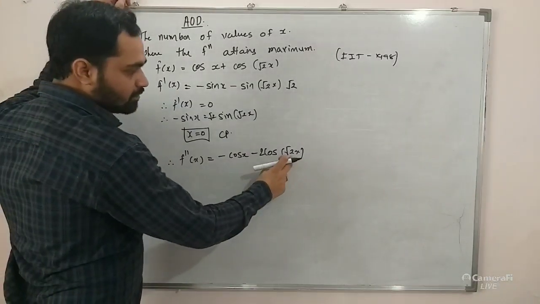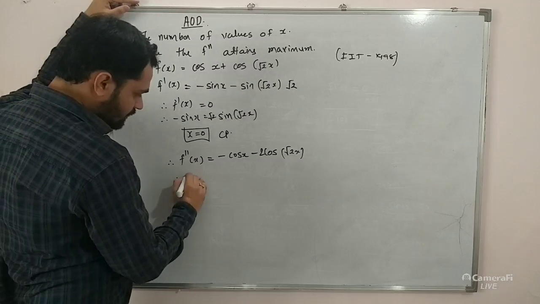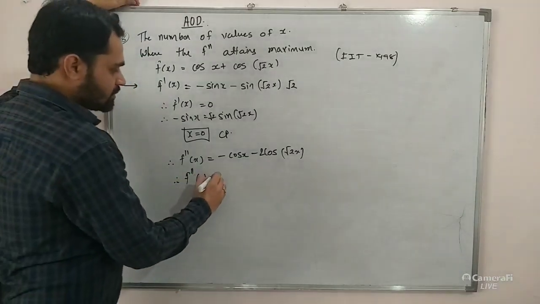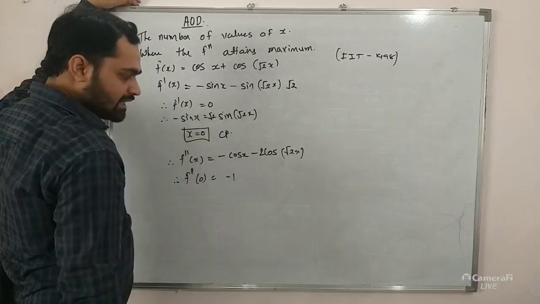By the chain rule we have to multiply with root 2, and root 2 into root 2 becomes 2. Now we want to find the double derivative at x equals 0. So substituting x equals 0, what is the value of cos 0? Cos 0 is minus 1.